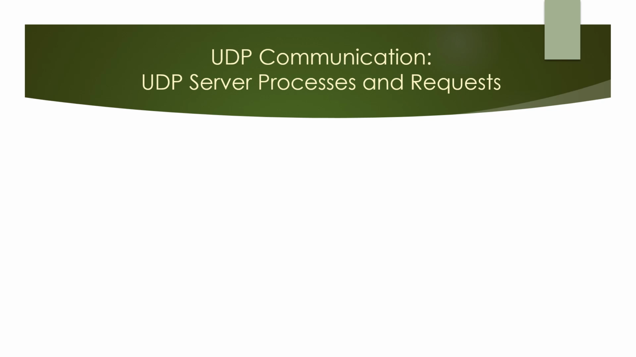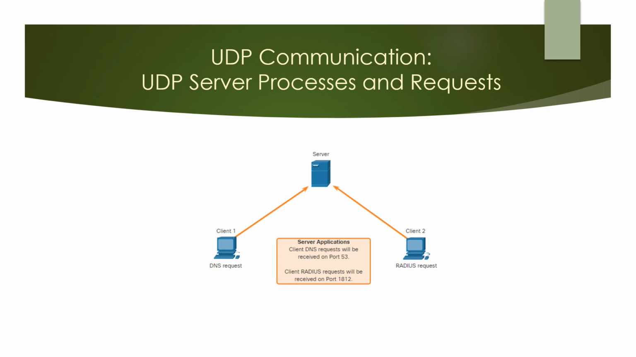Like TCP-based applications, UDP-based server applications are assigned well-known or registered port numbers, as shown here in the figure. When these applications or processes are running on a server, they accept the data matched with the assigned port number. When UDP receives a datagram for one of these ports, it forwards the application data to the appropriate application based on its port number.